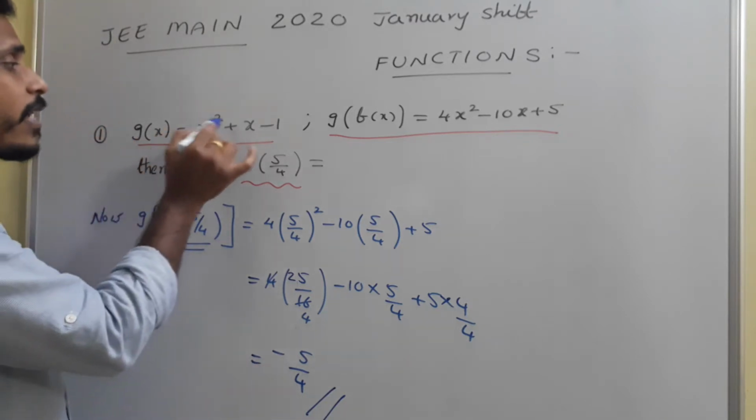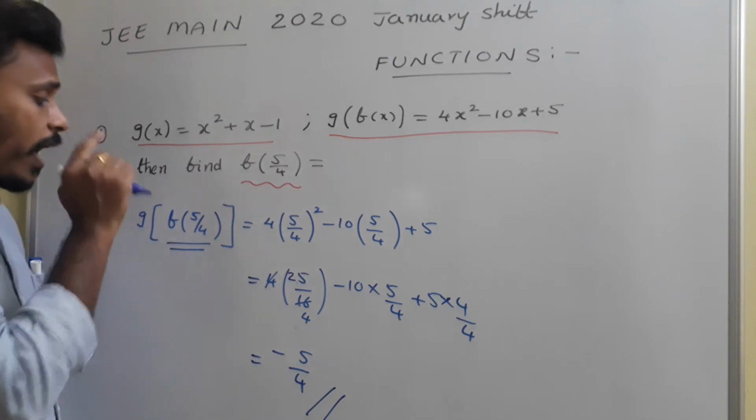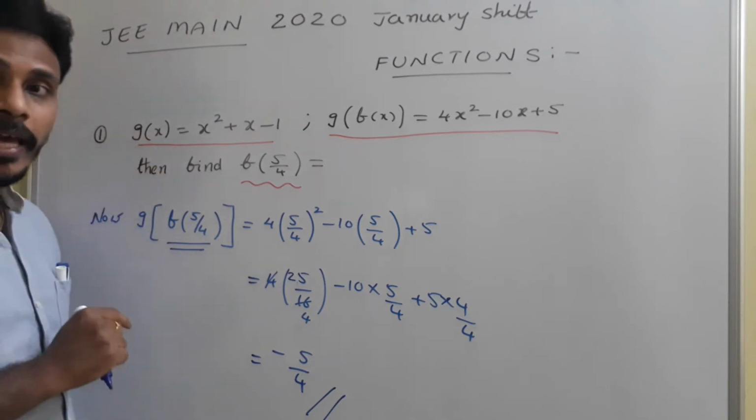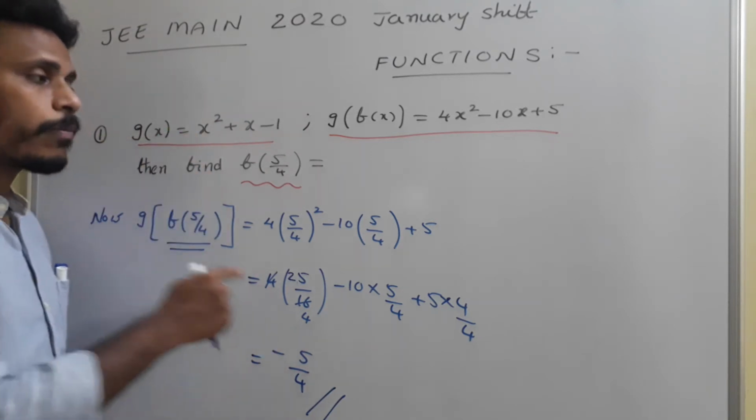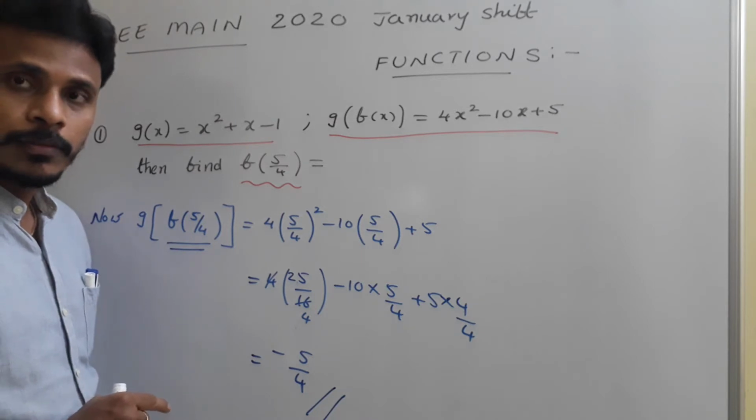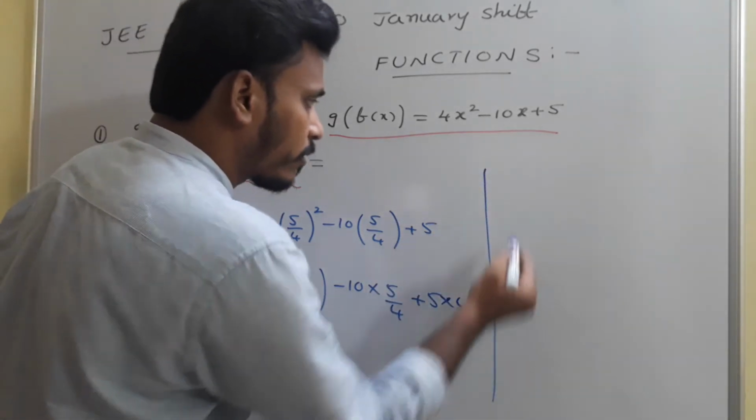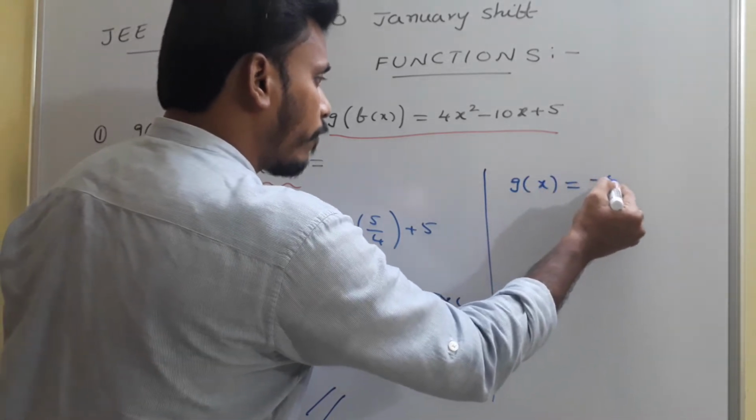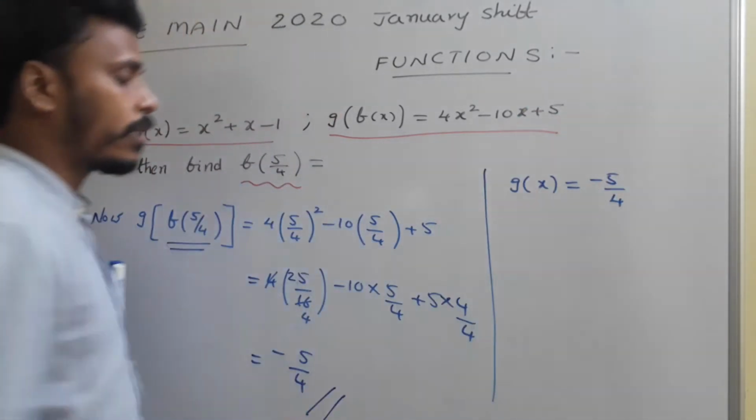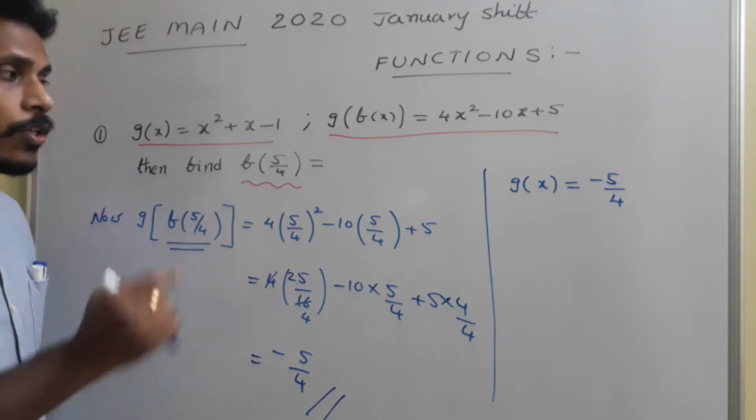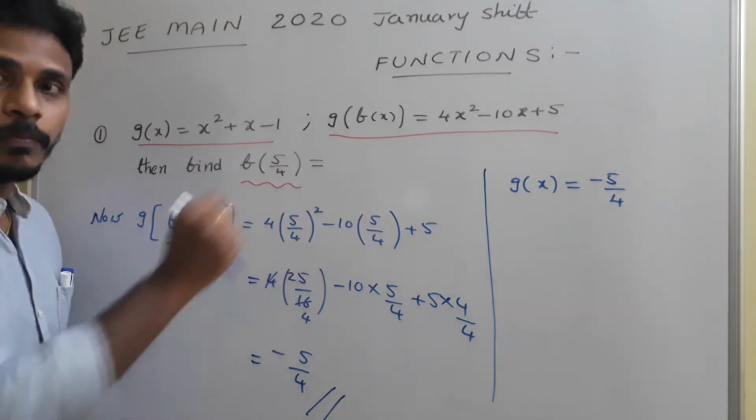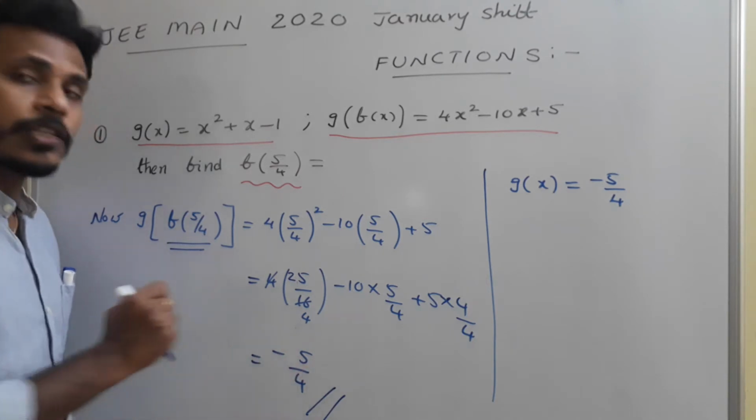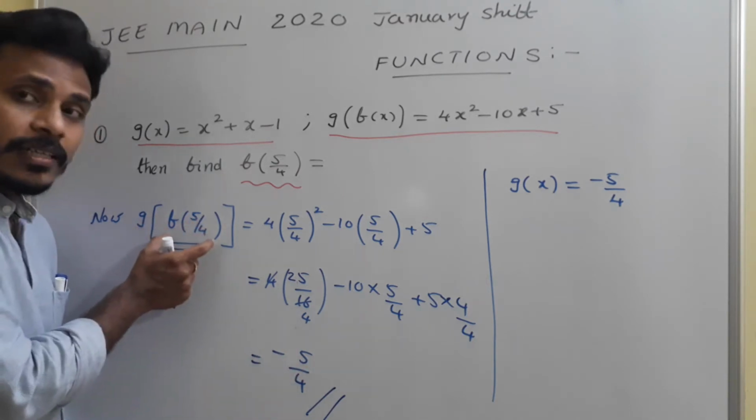See, g of f of 5 by 4 is minus 5 by 4. g of x is x square plus x minus 1. I need to find out this particular x for which this g of x is minus 5 by 4. Okay, do you understand that? I need to calculate the value of x for which g of x is equals to minus 5 by 4. Okay, so this is one part and that is the other part. g of something is minus 5 by 4. I need to find that something value.